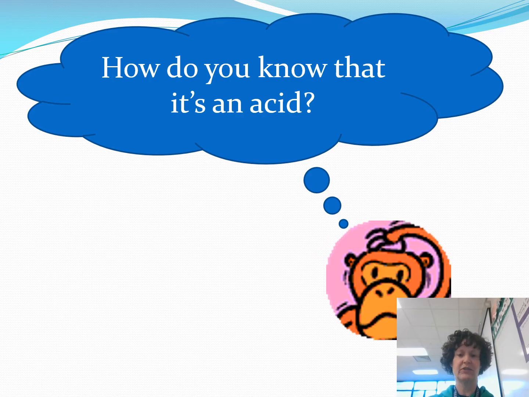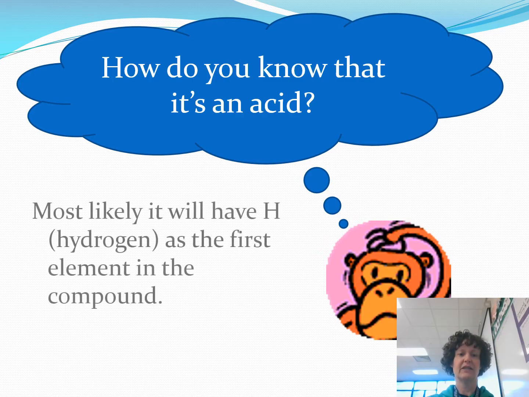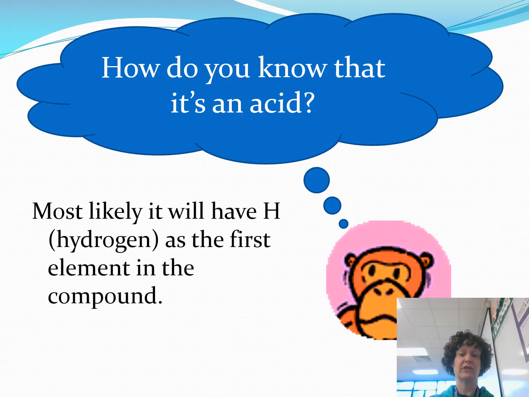The way that we know that something is an acid is that it's most likely going to have a hydrogen as the first element in the compound. It could be one hydrogen, two hydrogens, three hydrogens, whatever. But there are some notable exceptions. You may be thinking, well, wait a minute, water, H2O, starts with hydrogen. That's not an acid. You're absolutely right. There are exceptions. Another exception you may be familiar with is hydrogen peroxide, H2O2.